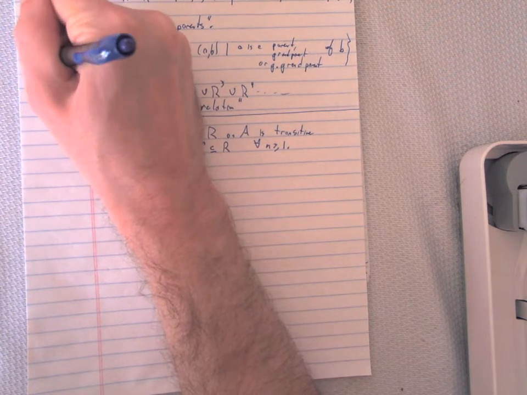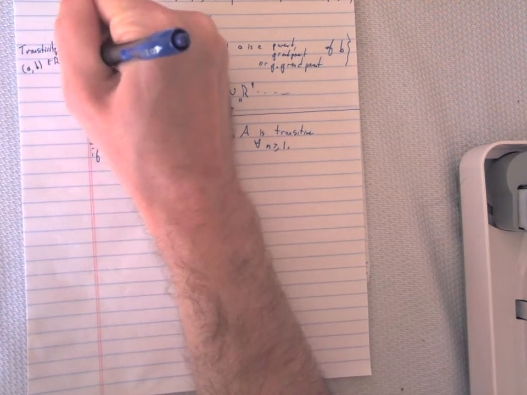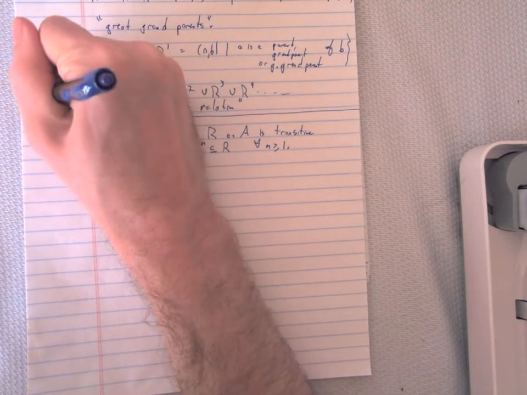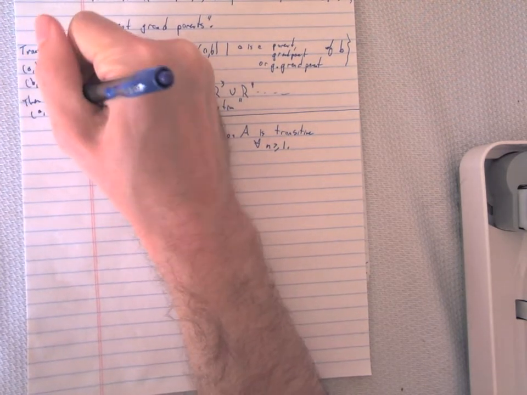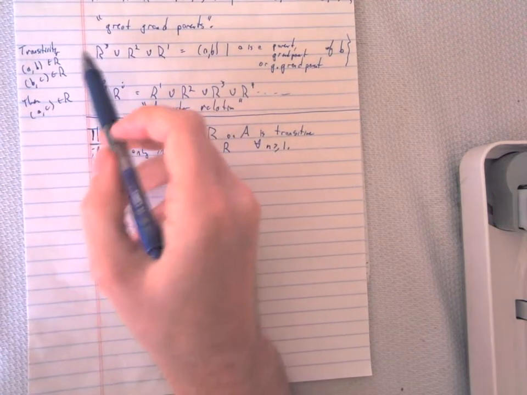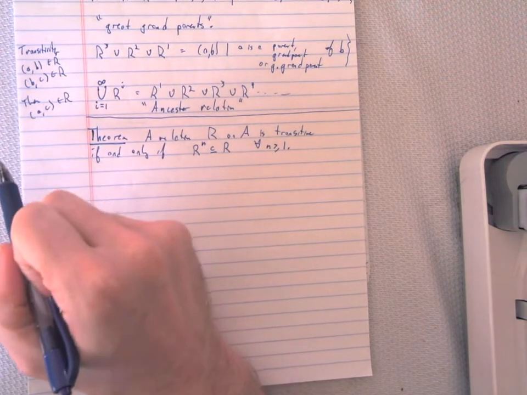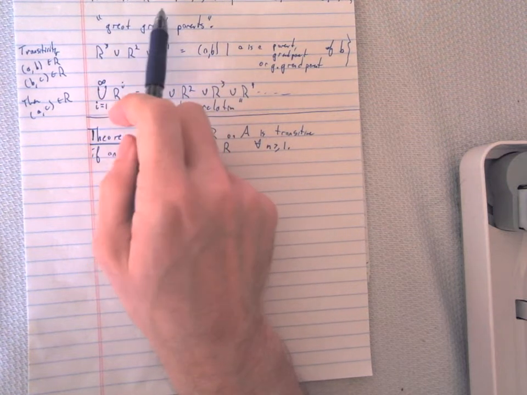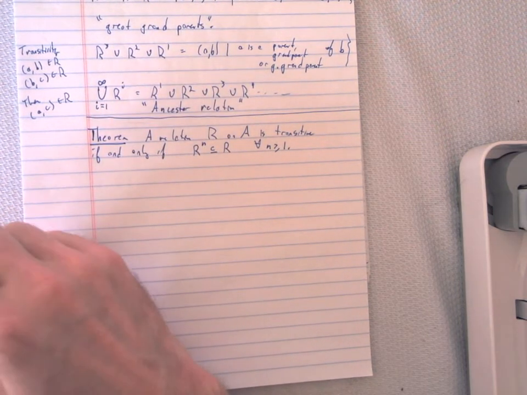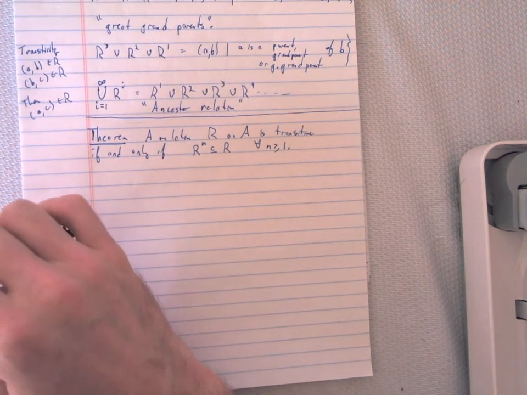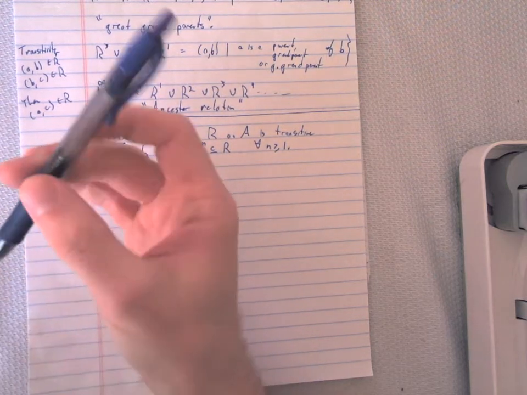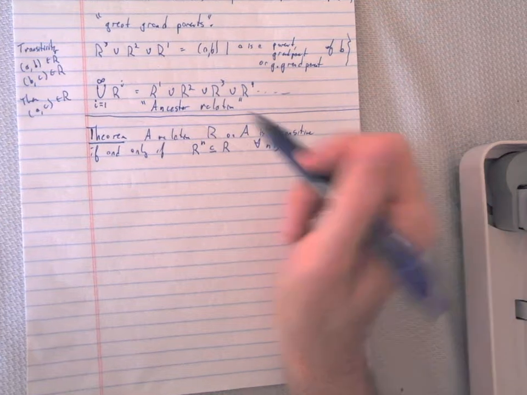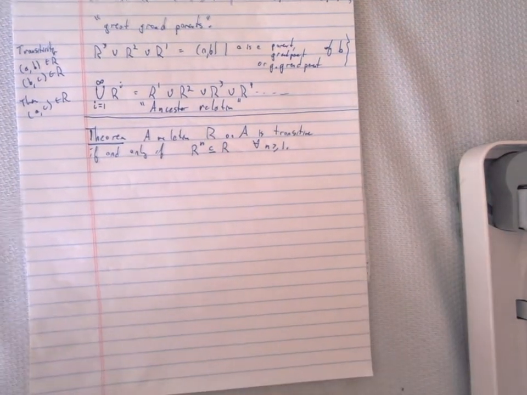If (A, B) is in R and (B, C) is in R, then (A, C) is in R. This is what it means for a relation to be transitive. Notice that the relation we defined up here, the parent relation, is certainly not transitive. Okay, so now that we have our definition, we're going to prove this in two steps.